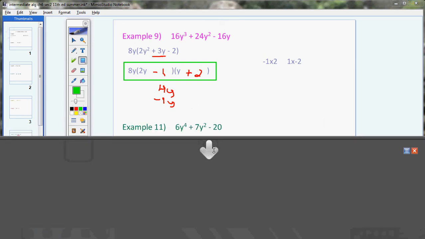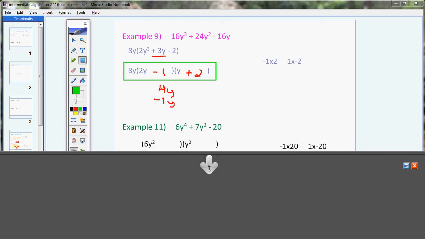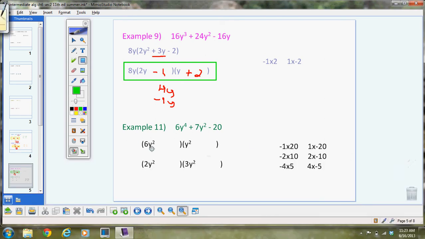Let's look at example 11. Now this time we have 6y to the 4th plus 7y minus 20. They have nothing in common. Notice this y to the 4th. That's going to give you a little bit of trouble, but it's not much harder. To get a y to the 4th, what you want to do is a y squared times a y squared. That gives you y to the 4th.